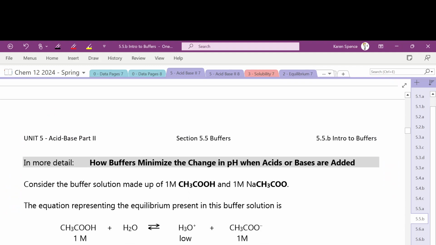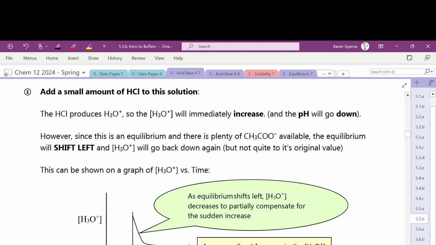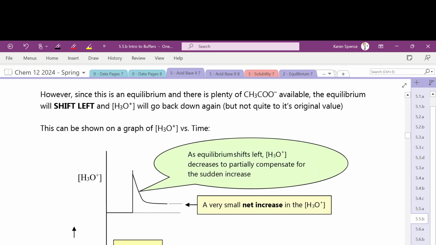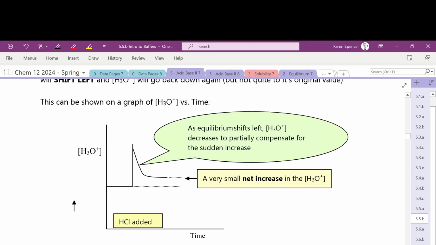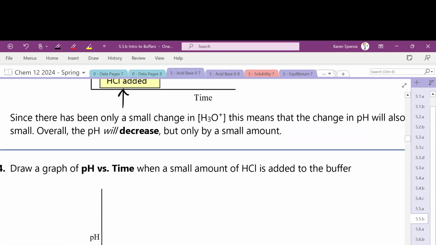Oh, in more detail. Do we really want to do this? I think we kind of did this already. Okay, so if we add some HCl, our hydrogen ion concentration goes up, and then it shifts to the left, and the hydrogen ion concentration comes back down again, but there's a very small net increase. So the pH will decrease, but only by a small amount.